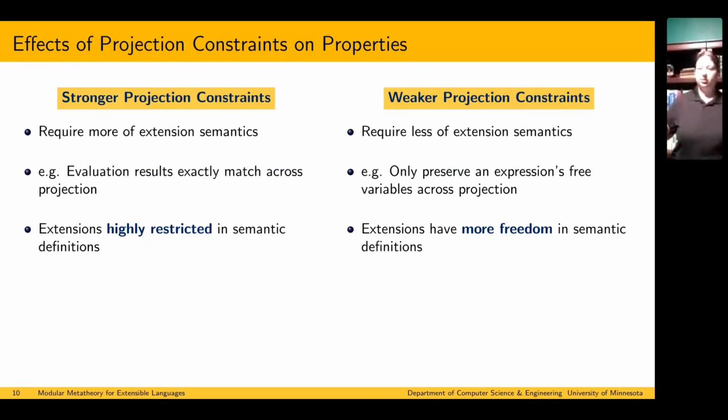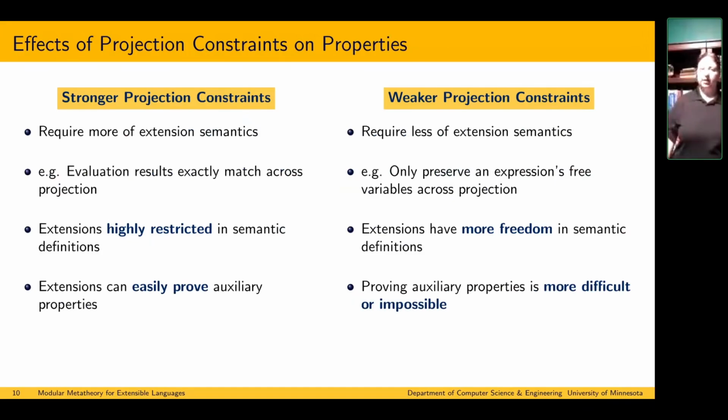However, these affect how we can prove auxiliary properties, because if we know more about extensions with stronger projection constraints, it's much easier to prove auxiliary properties because they're more similar to what we already have in the host language. With weaker projection constraints, it can be more difficult, or sometimes not even possible, to prove auxiliary properties that we might want, because we don't have enough information to even know if the property will hold. It might be that the property will not hold for constructs from other extensions.